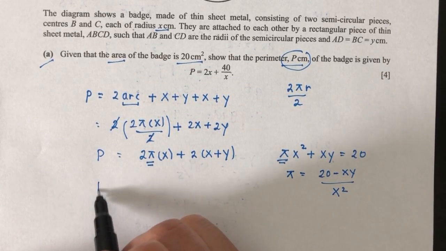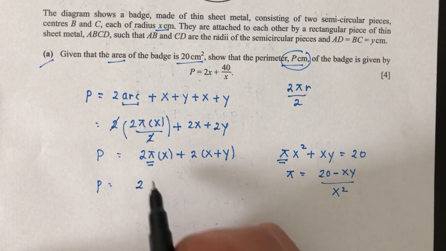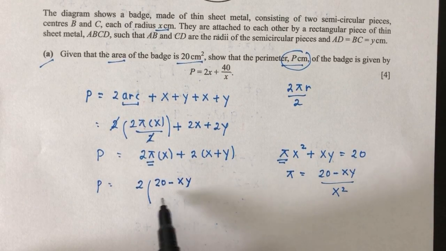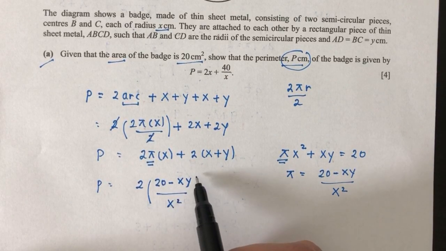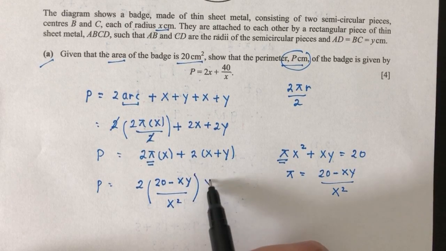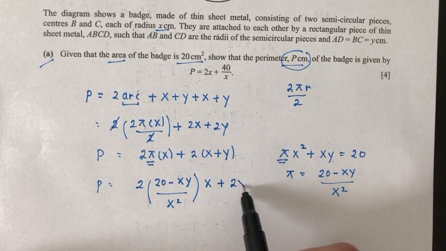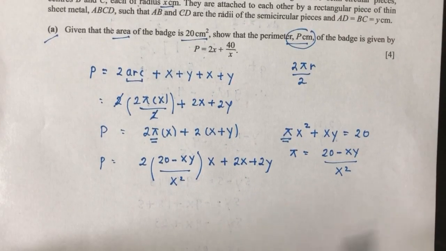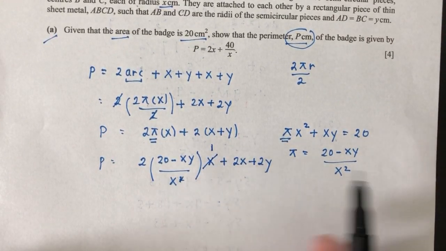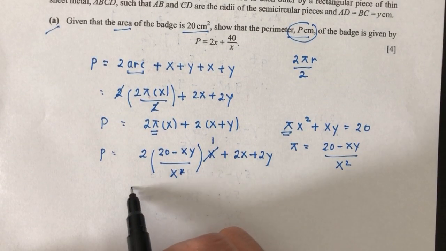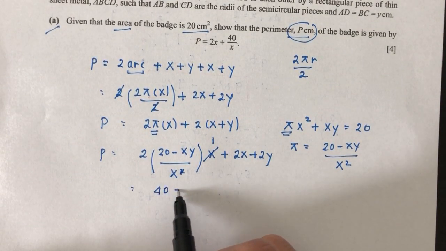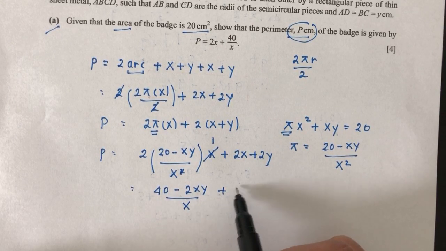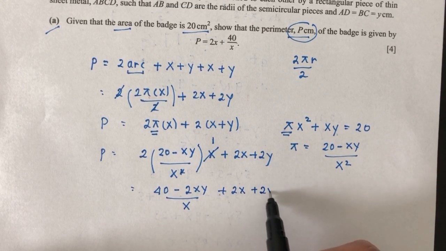So replace pi in p. 2 times pi will be (20 minus xy) divided by x squared, times x, plus 2x plus 2y. So this will be gone, and this is 1. And let's simplify. So we have (40 minus 2xy) over x, plus 2x plus 2y.